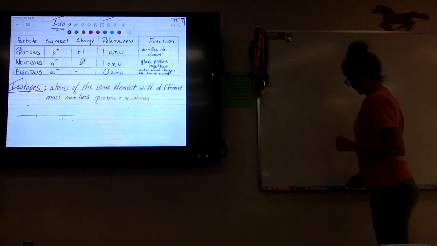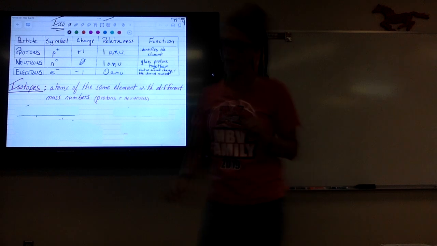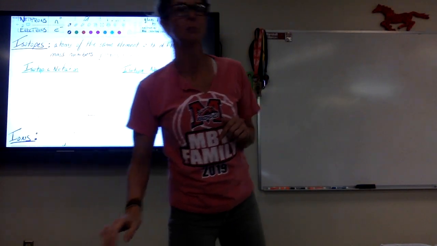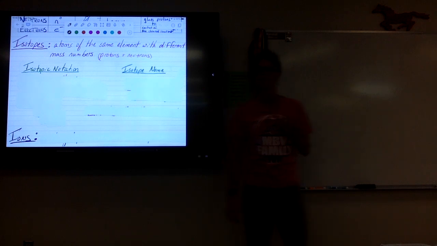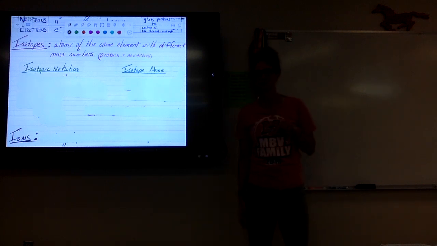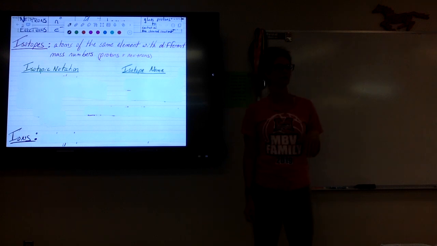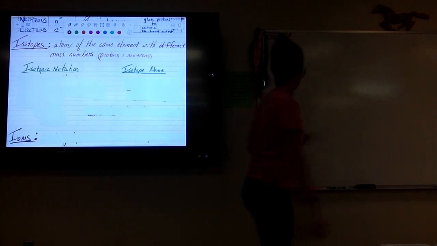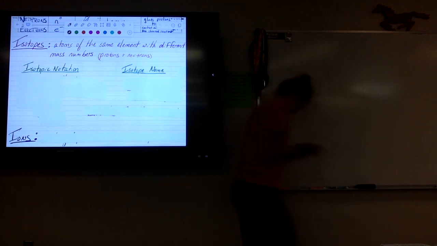All right. There are 2 ways to write isotopes. There's actually more than 2, but I'm going to focus on these 2. You can have the isotope symbol or the isotope name. Isotopic notation is the technical term for the isotope symbol. So if I ask you for isotopic notation, I'm asking for something very specific. So let's talk about that.